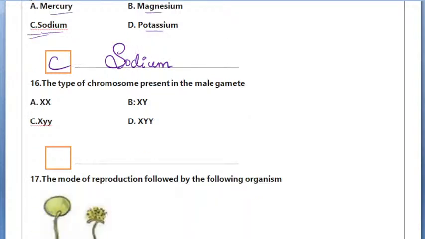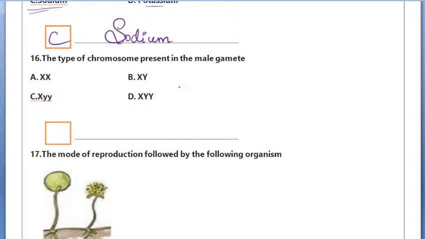The next question, the type of chromosomes present in the male gamete. What kind of chromosomes are present in the male gamete? You have to tell me, children. The options are XX chromosome, XY chromosome, XYY chromosome, and XYY chromosome in capital letters. Sarita has given the right answer first. So the male gamete contains option B, that is XY chromosome. Very good, Sarita.